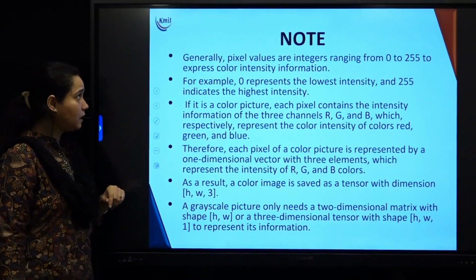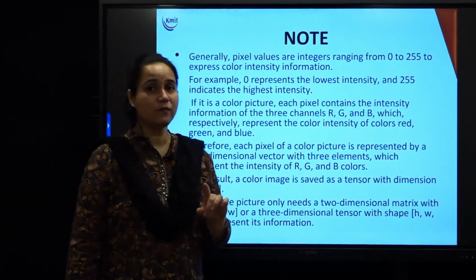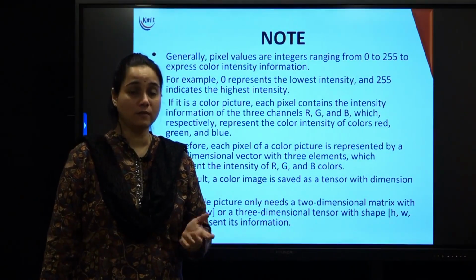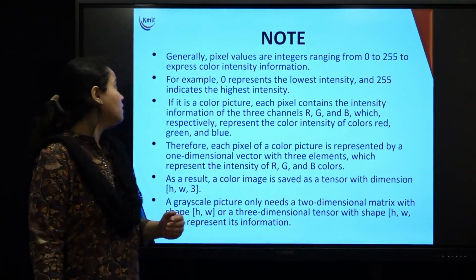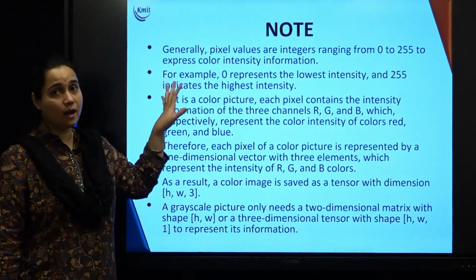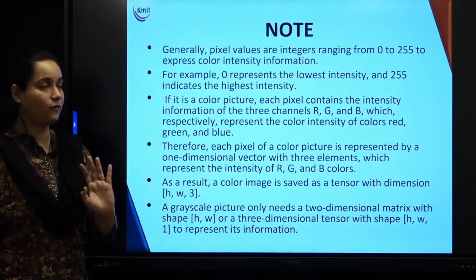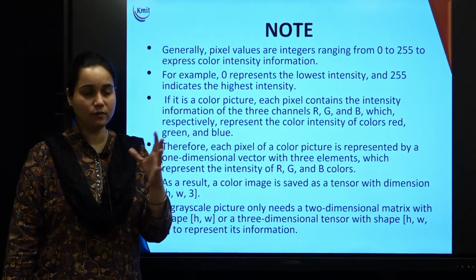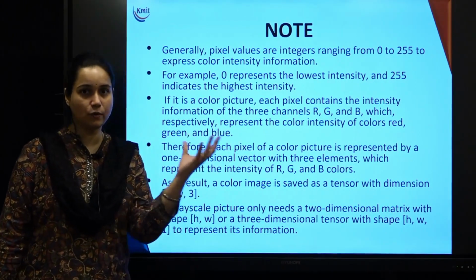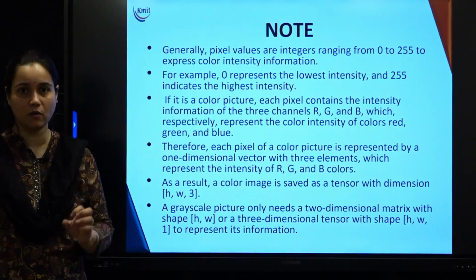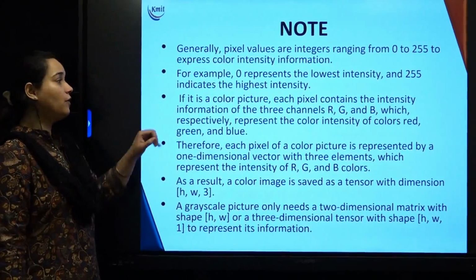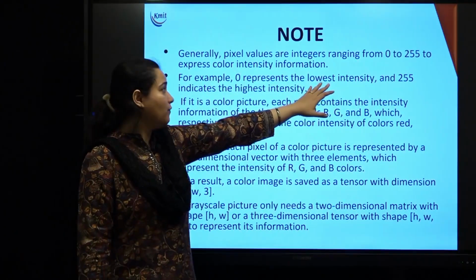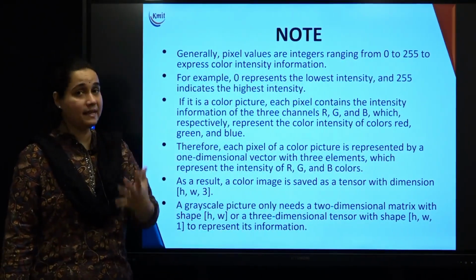Now we are supposed to note a few points, and these points are important for you in your coming future when you will be doing convolution neural networks as well. So please frame them in your mind. Generally pixel values range from 0 to 255. In order to express any color intensity information, we use these 0 to 255 values to give you that color or that intensity. Please keep in mind, for example, if I am using 0 for any pixel, that means it is of lowest intensity, and if I am using 255, that means it is of highest intensity.